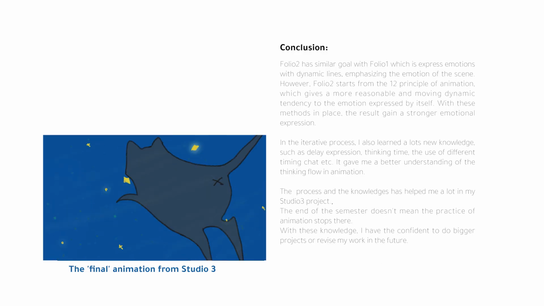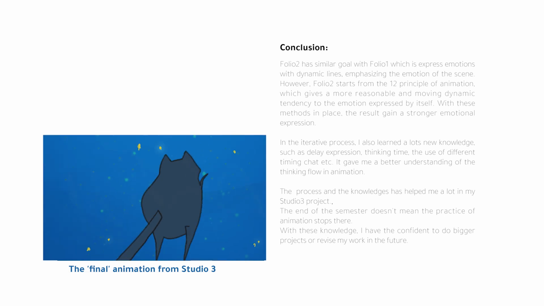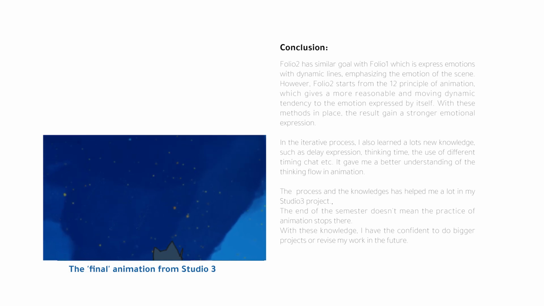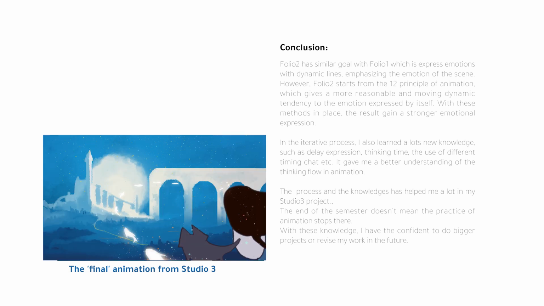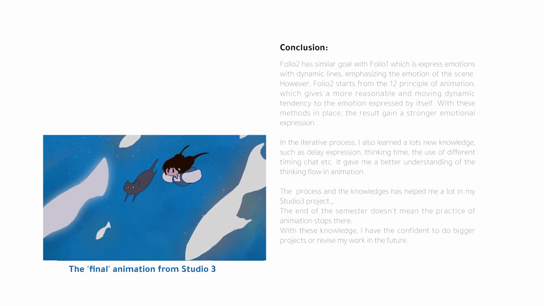Folio 2 has a similar goal to Folio 1. However, unlike Folio 1, Folio 2 starts from the 12 principles of animation, which gives a more reasonable and moving dynamic tendency to the emotion expressed by itself. With this method in place, the finished product will have a stronger emotional expression.